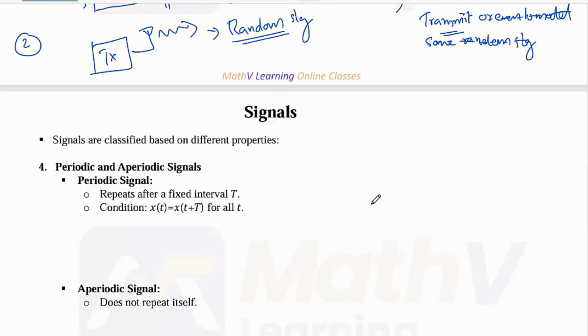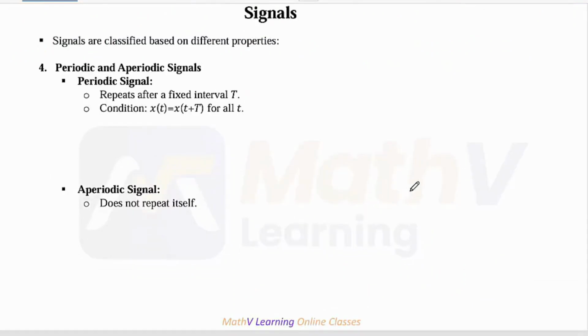Okay. Now the next classification is based on its periodicity. We have two kinds of signals, periodic and aperiodic signals. As the name indicates, periodic signals are periodic in nature, or the magnitude of the signal repeats after a fixed interval T.